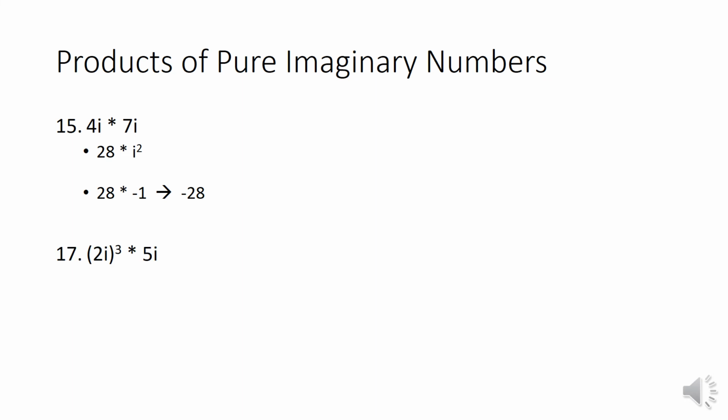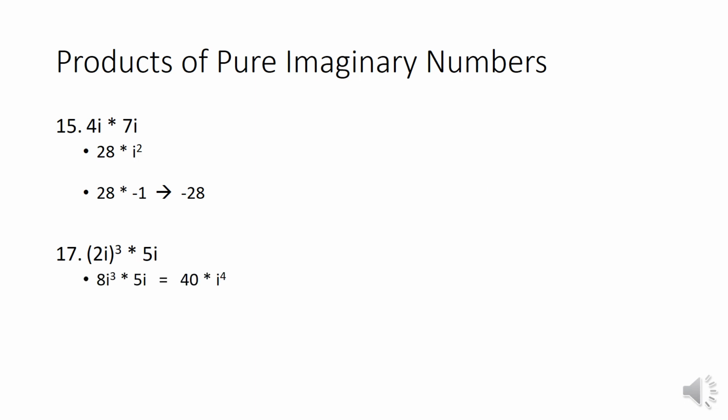Okay, let's similarly look at 17. So we have (2i) cubed times 5i. Now (2i) cubed, what is that? That's 2i times 2i times 2i. 2 times 2 times 2 is equal to 8, and i times i times i is just i cubed.